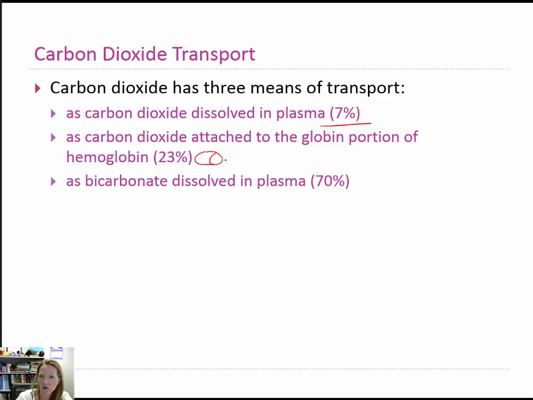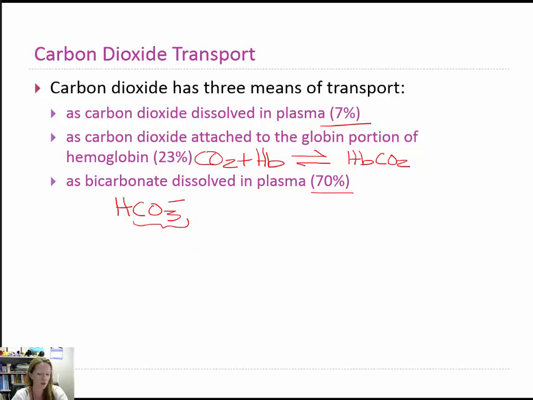When CO2 attaches to hemoglobin, it forms something called carbaminohemoglobin, HbCO2, 23%. The rest of it, 70%, is going to be found disguised as bicarb. You guys remember what bicarb is? HCO3. You see it? It's disguised. You can see CO2, there's just an extra hydrogen and oxygen attached to it.